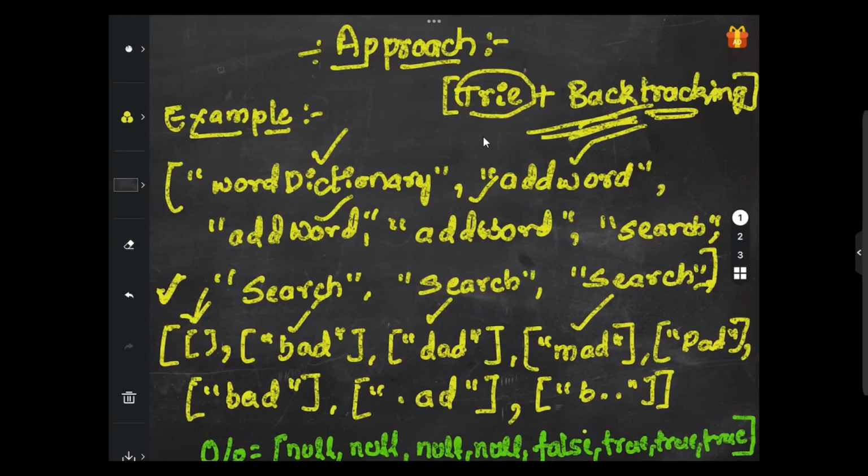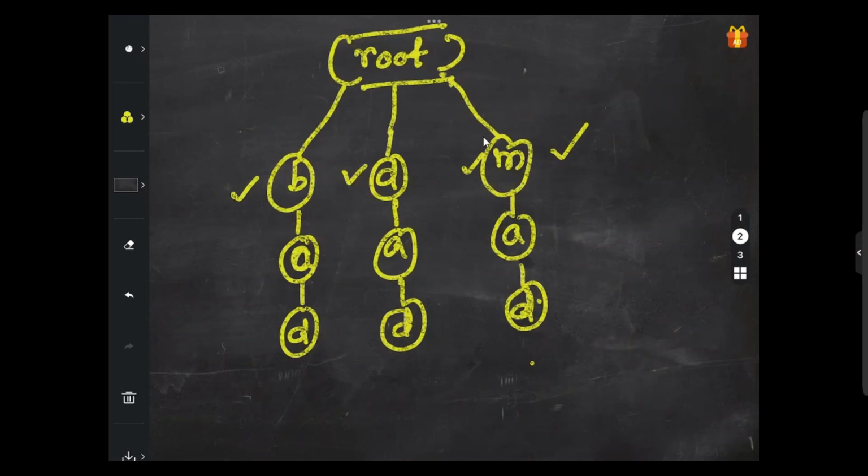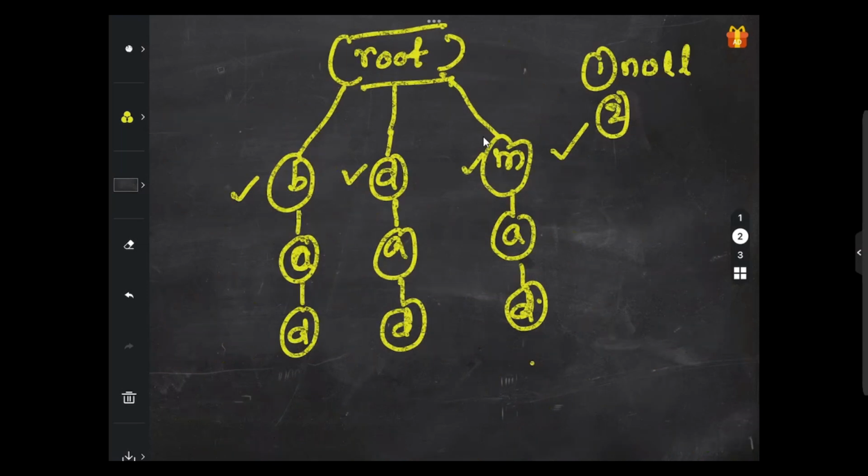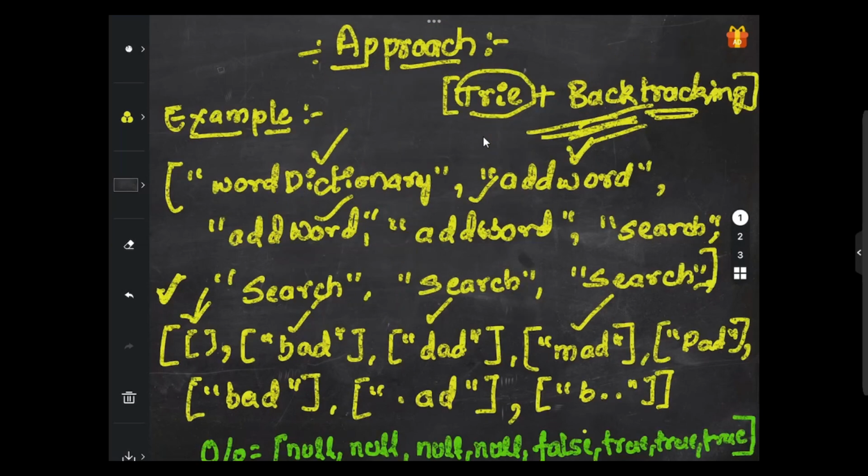So this is the initialization part, and the first step will be null initialization. Let's leave this one as it is. For the second, let's consider addWord of bad, dad, and mad. We know that the return value of addWord is null itself, right?